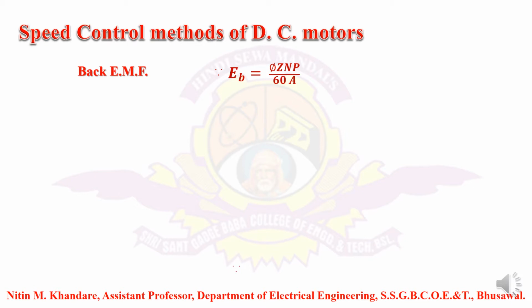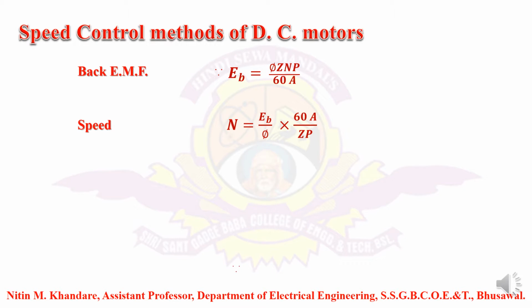As we have to discuss speed control, I am rearranging this equation in terms of speed. So in terms of speed, the equation is simplified as N equals EB upon phi into 60A upon ZP. Once the machine is manufactured, the number of armature parallel paths depends upon the type of armature winding and becomes fixed or constant. Z, the number of armature conductors, again becomes constant.